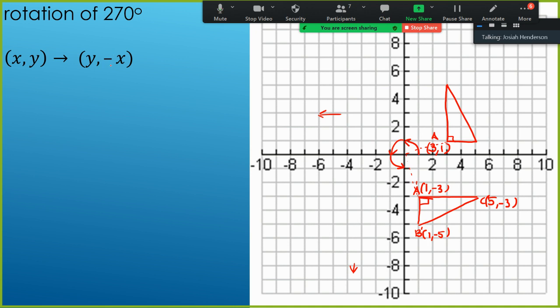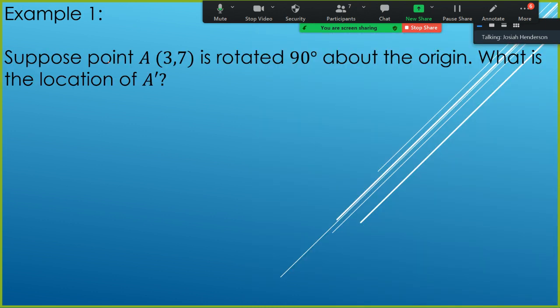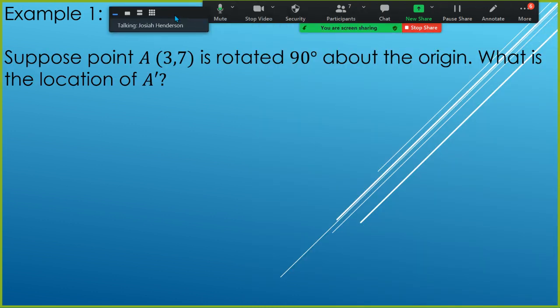So for example, if we get a problem like this, this is what some of the problems in Edmentum are going to be like. There's no pictures at all. It's just telling you what's happening, and we need to know which rule to use. So here's our first example. Suppose point A, and here's its location, is rotated 90 degrees about the origin. What is the location of A prime?